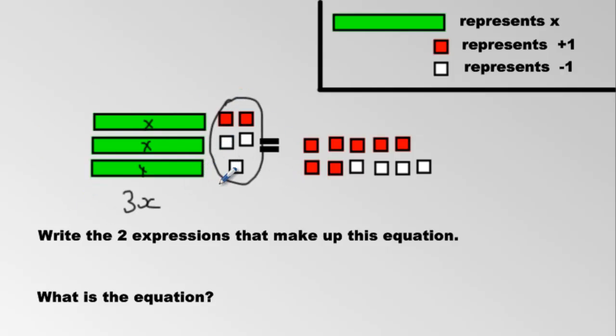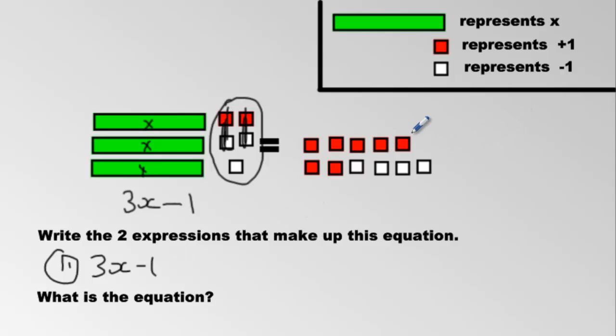Remember back to integers. Remember integers, the positives cancel the negatives? So one positive will kill a negative. This positive will kill a negative. And all that's left is a -1. That's our expression. So we can write the first expression is 3x minus 1.